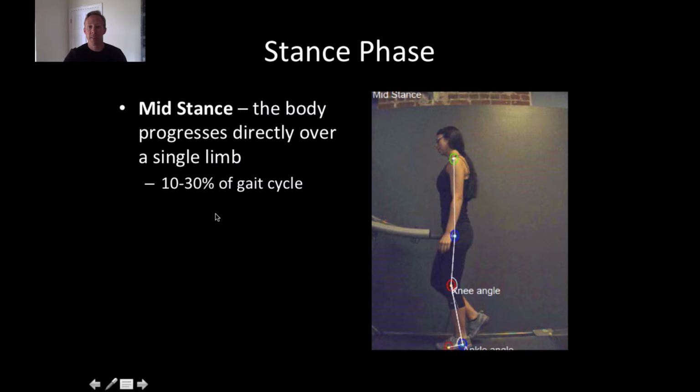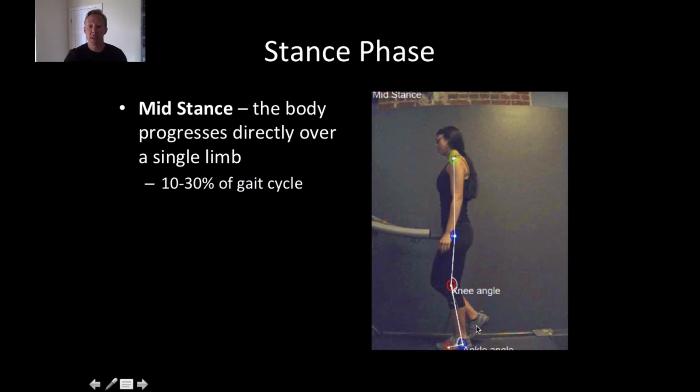Mid stance is identified by this position where the joints are all pretty much straight on top of each other. So the lateral malleolus is in line with the lateral femoral condyle, which is in line with the greater trochanter, which is in line with the acromion. So this may be just slightly off because of trying to have the arm not block the hip marker, but that's kind of what you'll see, is that these are all in alignment.